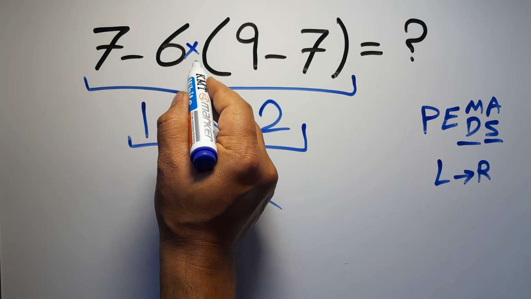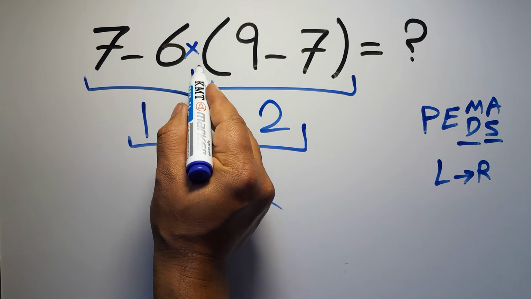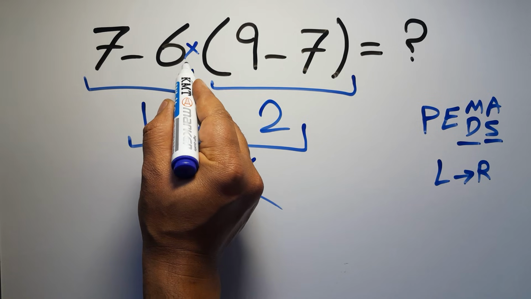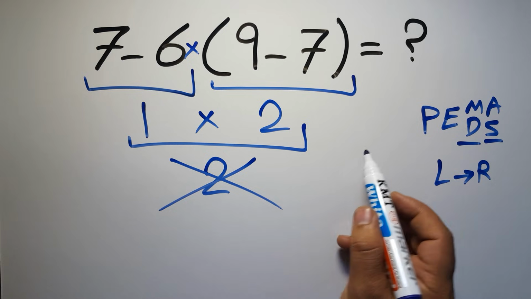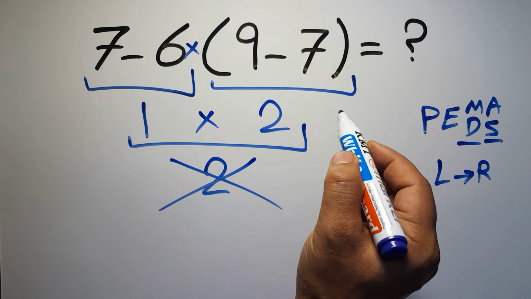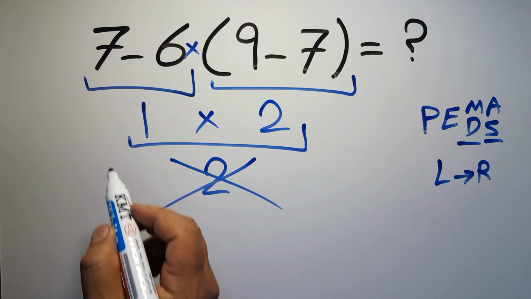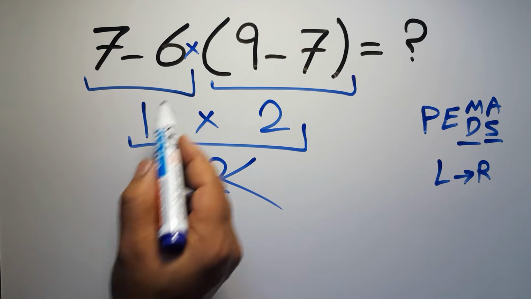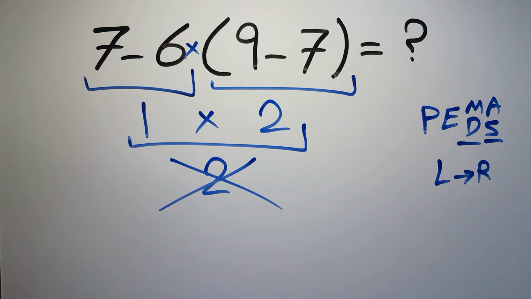Here we have a multiplication because in mathematics, when a number is placed next to parentheses, it means multiplication, and we usually don't write the multiplication sign for brevity. Okay, so according to PEMDAS, first we have to do this parenthesis, then this multiplication, and finally this subtraction. If we do this subtraction before this multiplication or this parenthesis, it is wrong.